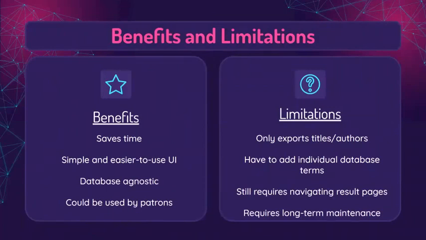So some benefits and limitations of this work: obviously, it saved time. The Chrome extension was simple and easy to use. It could potentially be database agnostic, and it could even be used by patrons. Some limitations are that right now it only exports titles and authors. And to add new databases, you have to manually configure it, and you still have to actually navigate those results, and it requires long-term maintenance to update.